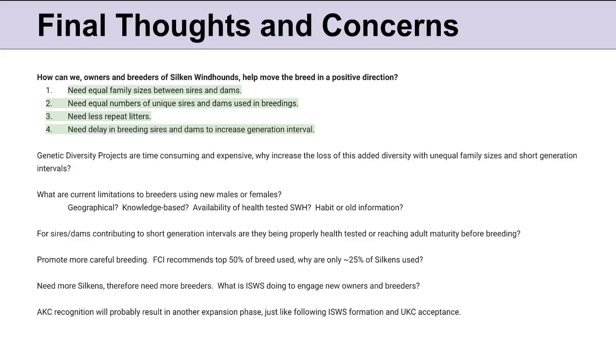What will ISWS as a club be doing to engage new owners and breeders? If we're going for AKC acceptance, there's going to be a surge. There was a surge when ISWS was formed. There was a population surge when UKC acceptance happened. We have the data that will predict the AKC surge. So how can we set ourselves up for success with future breeders? Because the AKC recognition will probably result in another expansion phase.